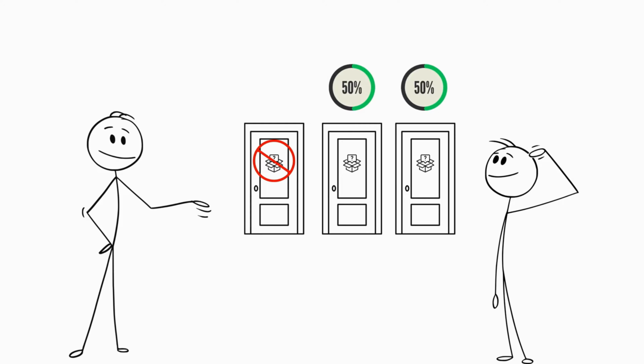Now, you update your belief based on this new information. The probability that the prize is behind door 2 or door 3 has increased. This is a basic form of Bayesian reasoning.